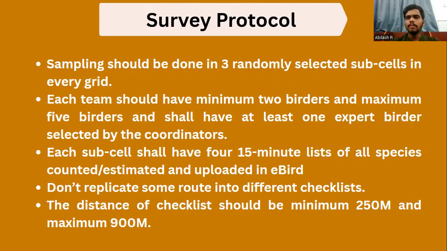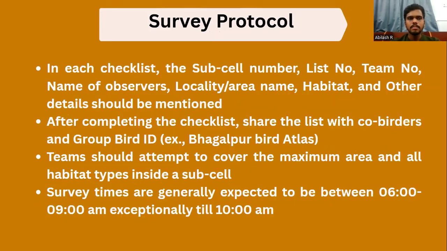Each team had a minimum of 2 birders and a maximum of 5 birders, and each subcell had 4 checklists of 15 minutes each. We didn't replicate the same route for different checklists. The distance of a checklist is 250 meters to 900 meters. In each checklist, I mentioned the subcell number, list number, team number, names of the observers, locality, habitat, and other comments.